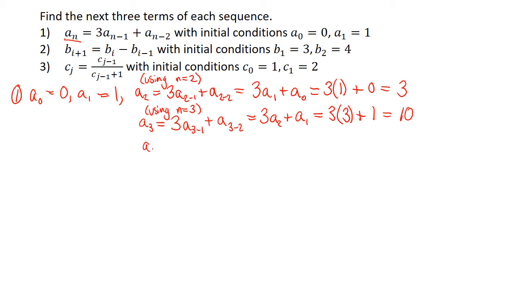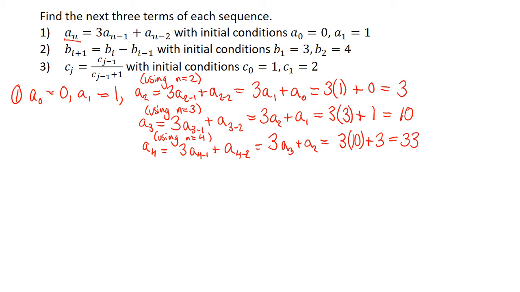And then finally A4, so here I'm using n equals 4. So A4 is going to be 3 times A4 minus 1 plus A4 minus 2. So that's going to be 3A3 plus A2. And again, I just worked out what some of those were. So this one is 10, the one I just worked out. And then the one before that, A2, was 3. So this is going to be 33.